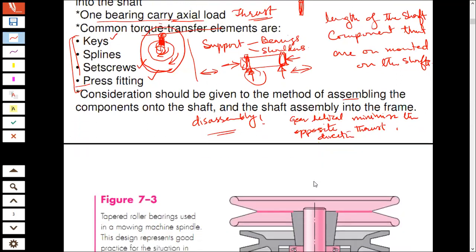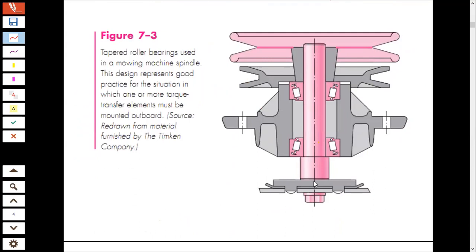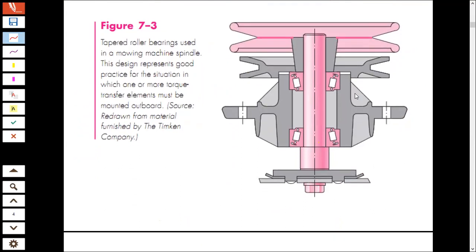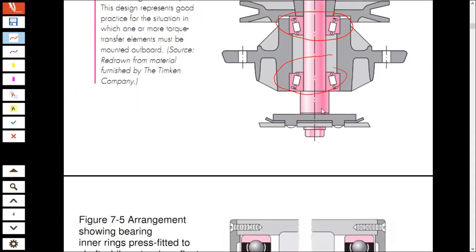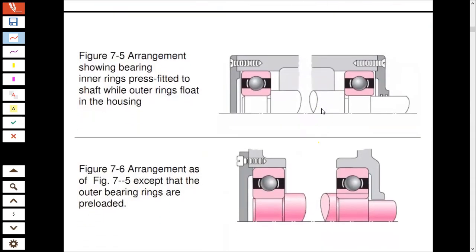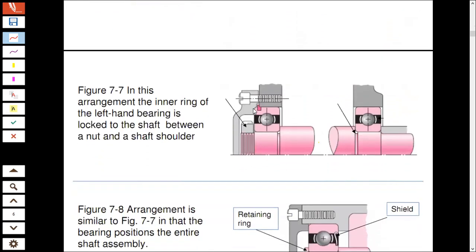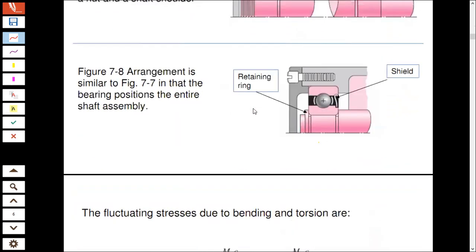ठीक है जी? Now, these are some examples on how the shaft is using tapered roller bearings over here. That is taking the thrust load. ठीक है जी? Similarly, if you look over here, arrangement showing bearings and inner ring press fitted. So the inner rings are press fitted over here. These are different arrangements that we talked about right now. Okay, so have a look at these.